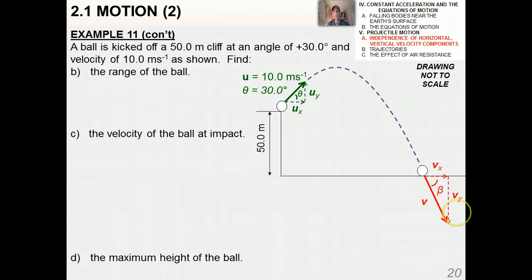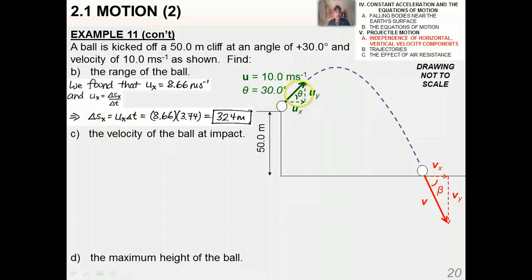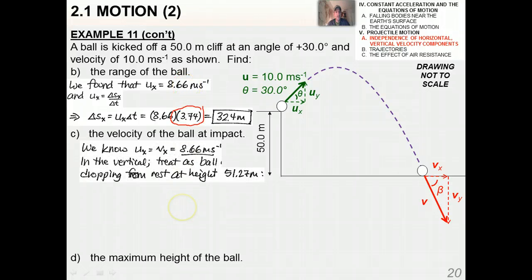Okay, and we're going to continue this problem. I want you to find the range of the ball. Well, this is the easiest part of this entire problem. You find that u sub x, using simple trigonometry, is 8.66 meters per second. And I'll let you figure that one out. That deals with the cosine of 30 degrees, the cosine of that angle. And I got that delta S sub x is equal to 32.4 using the 3.74 seconds that I computed in the previous slide.